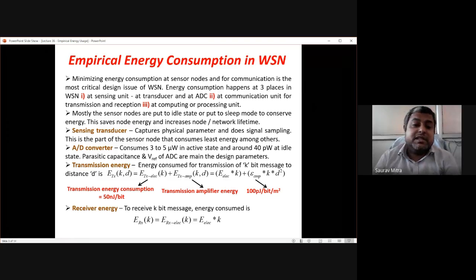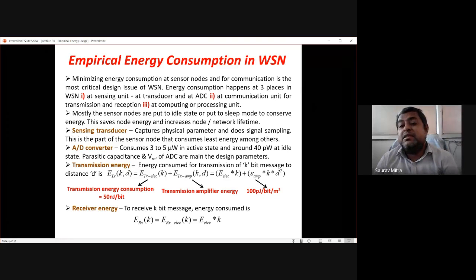Sensing transducers capture the physical parameters and do signal sampling. This is the part of the sensor node that consumes the least energy among others. So there are mainly three parts: one is sensing, one is processing, one is communication. Among these three, sensing actually uses the least power. That is what it is mentioning, that the sensing transducer captures physical parameters and does signal sampling.